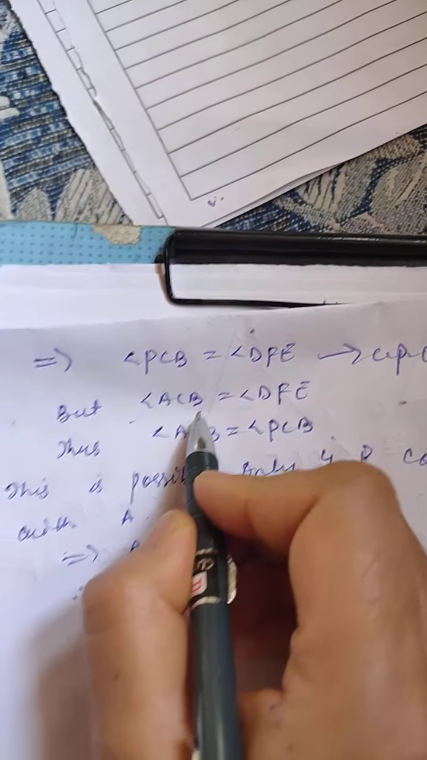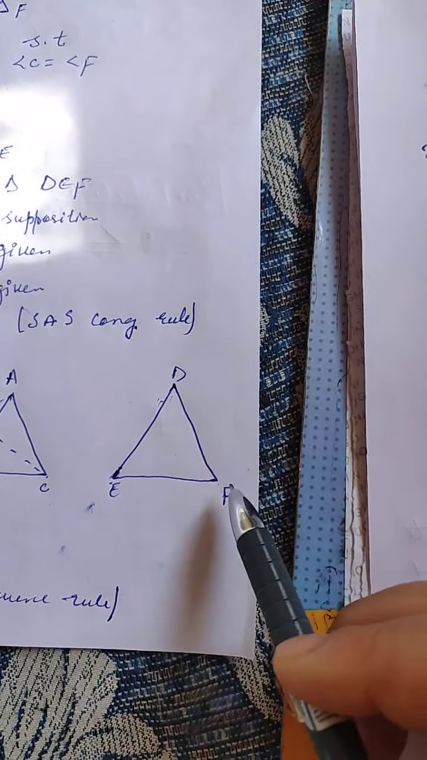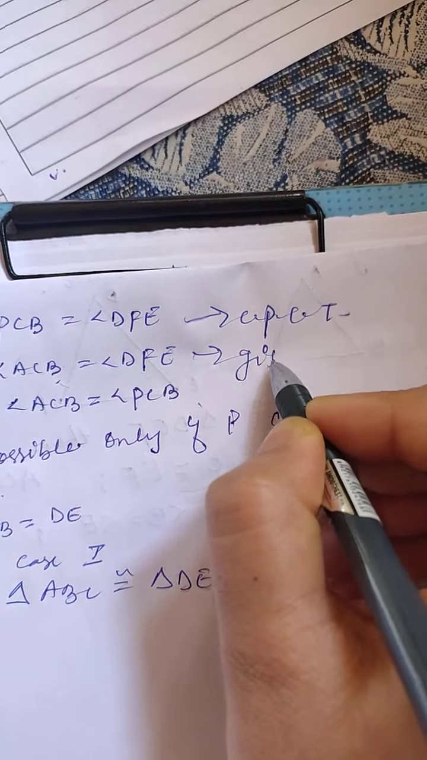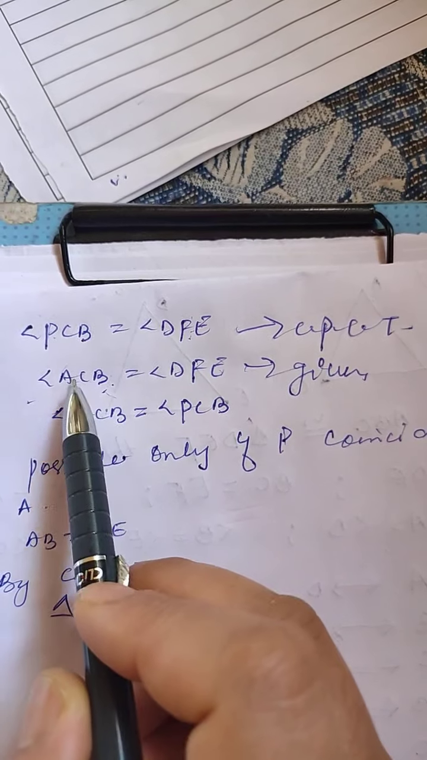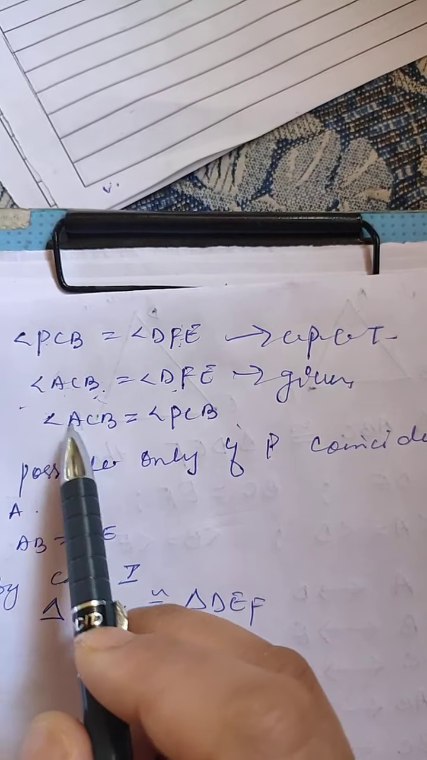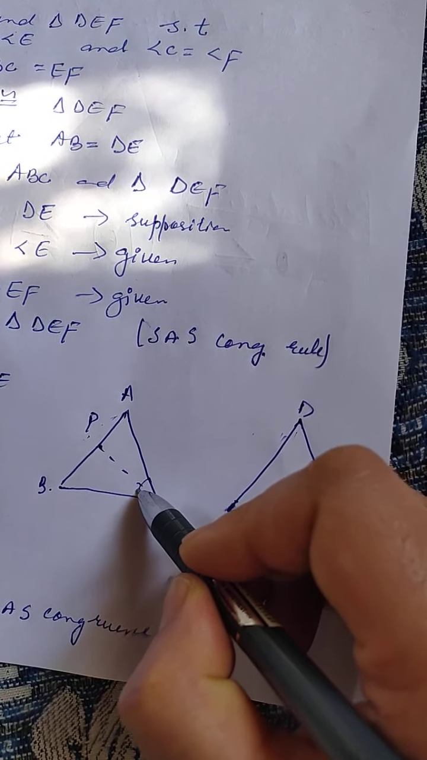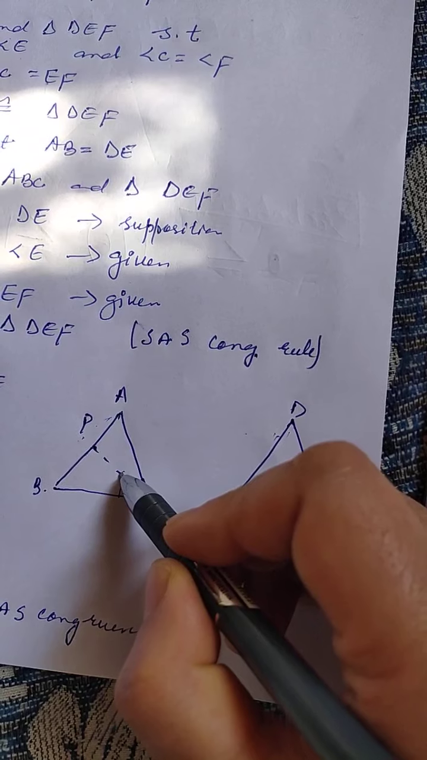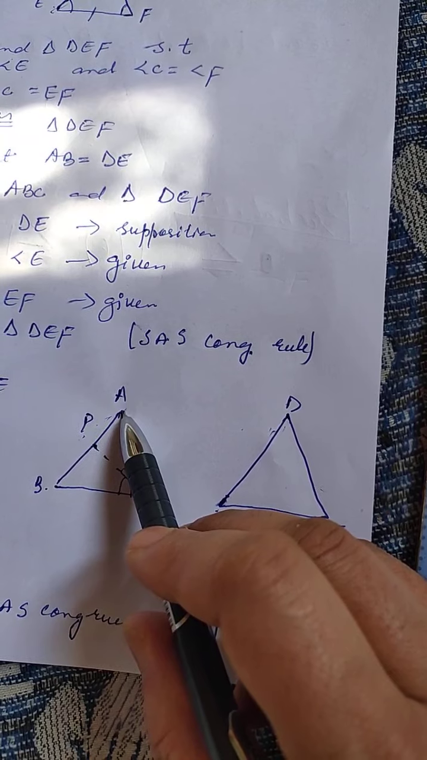But we have a given condition here. Angle ACB is equivalent to angle DFE. This condition is given. When we combine these two conditions, PCB is equivalent to DFE, ACB is equivalent to DFE, then these two angles are equal. This implies that ACB is equivalent to PCB. This is only possible when the point P coincides with A.